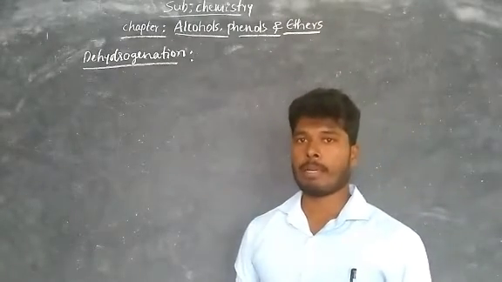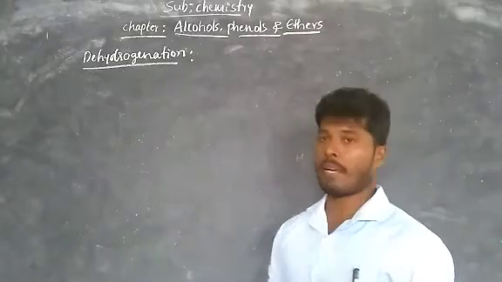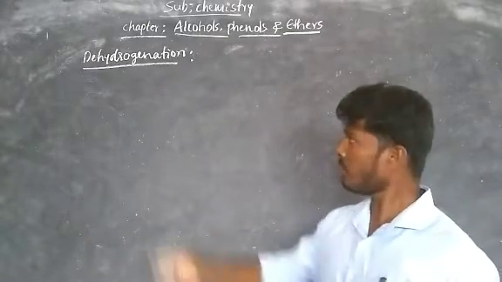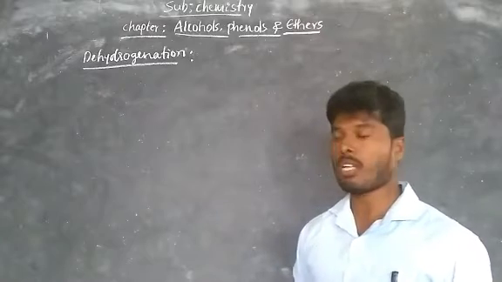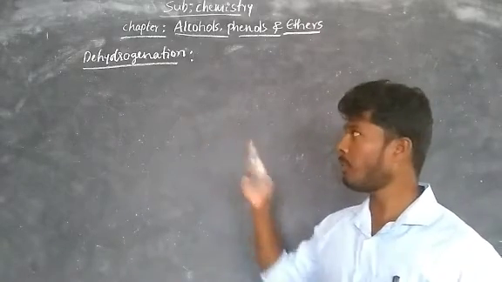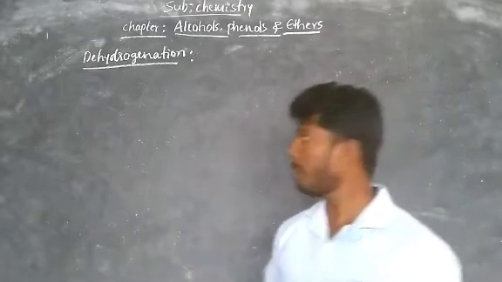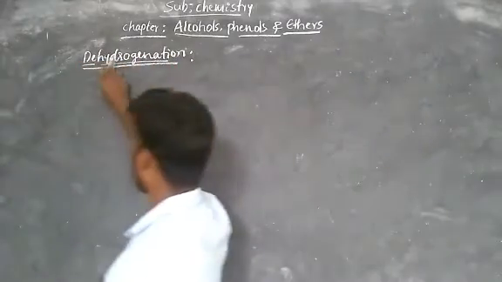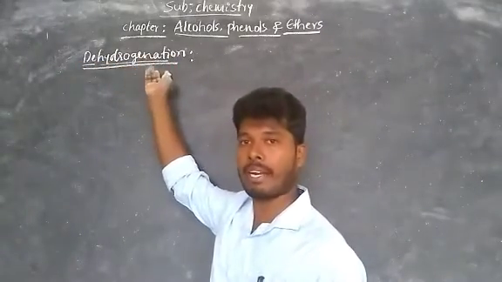The next chemical property is dehydrogenation of alcohol. See the word dehydrogenation. D means removal of hydrogen. Hydrogenation, see, hydrogenation. In the last reaction, hydration.